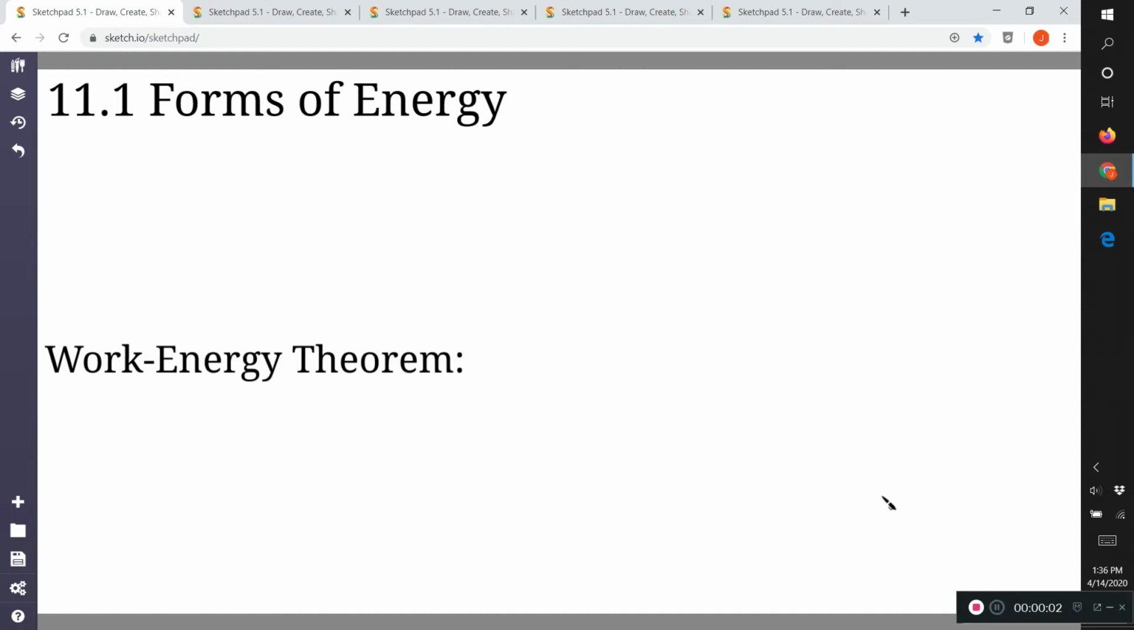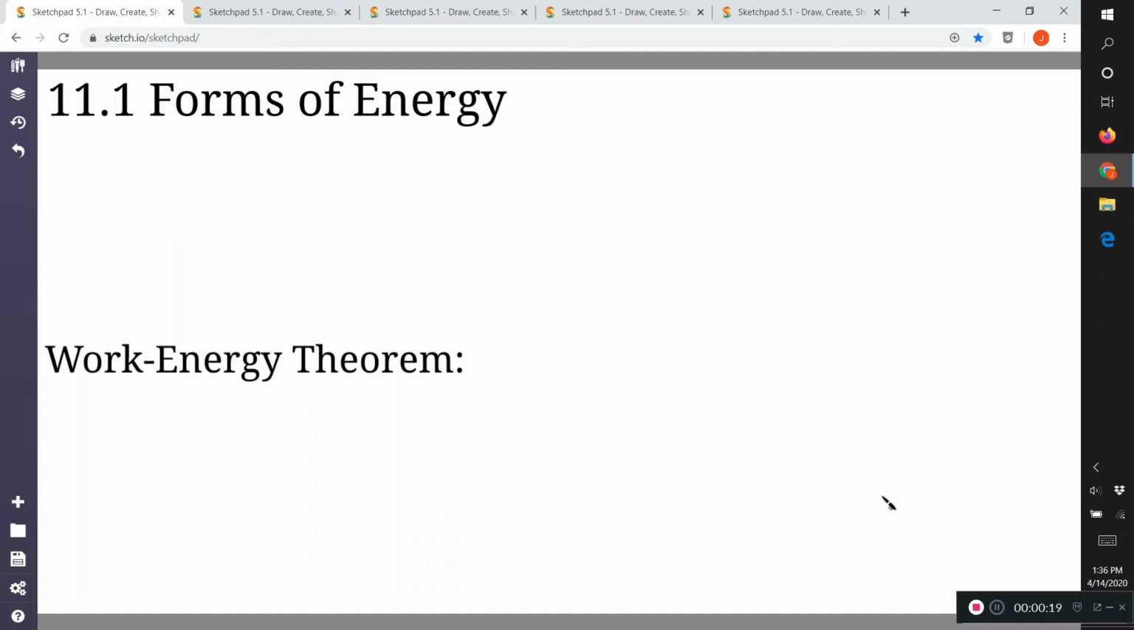Hello, Mr. Hasty here. Today we're going to be starting chapter 11, which talks about energy. We're going to start with a brief discussion of the different forms that energy can take, as well as a discussion of the work energy theorem, which we covered last chapter.